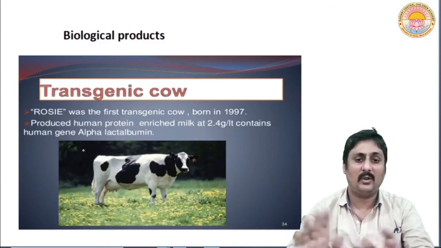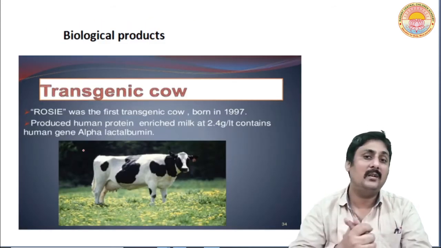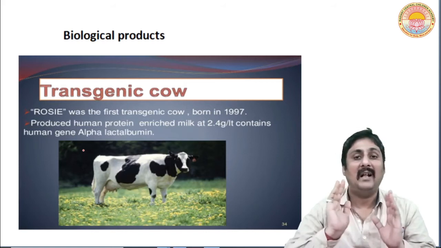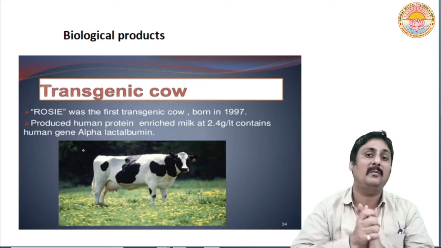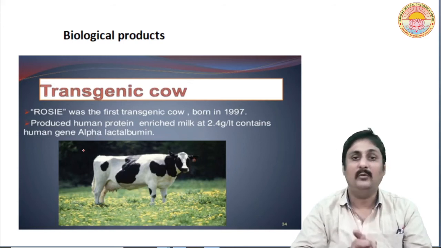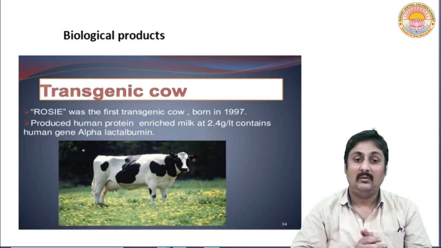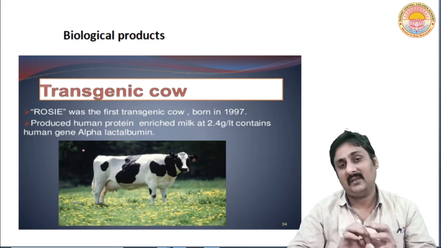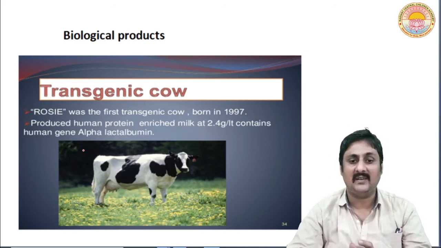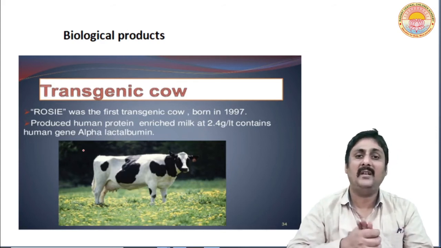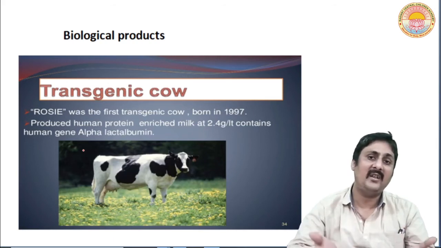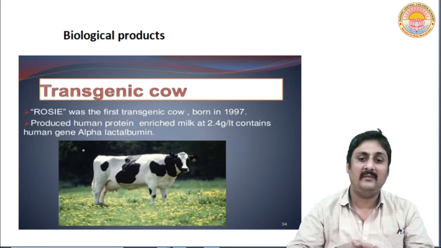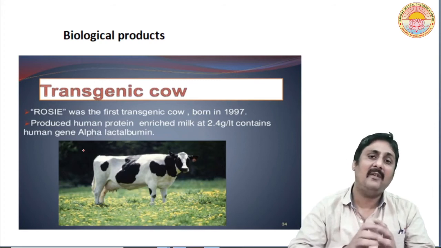Now let us talk about the third benefit which we get from transgenic animals. That is, we obtain biological products. We derive biological products for our own use with the help of transgenic animals. Biological products are very costly to obtain, but this can be possible with the help of transgenic animals. For example, we have been able to create a cow, Rosie, which is a transgenic cow. It was born in 1997. It produces a human protein which is enriched in alpha-lactalbumin.